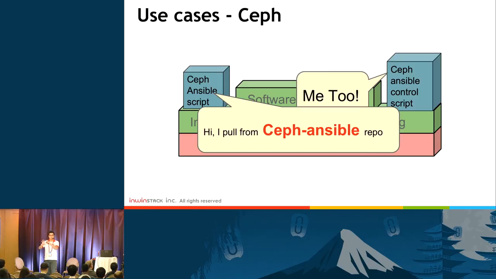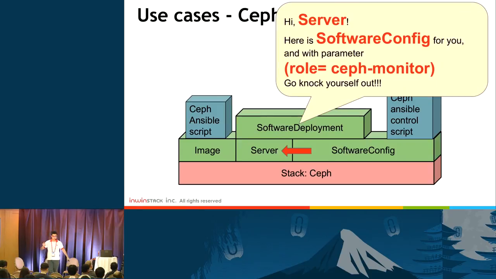So when you use the software deploy way there, the software deploy will bring the software config to your server and say, hey, this is your software config. It has a Ceph deploy script inside. And I give you a parameter here: your role is Ceph monitor here. So knock yourself out. And that instance there will totally know what we are talking about because we have some hooks on top. I will talk about it later.